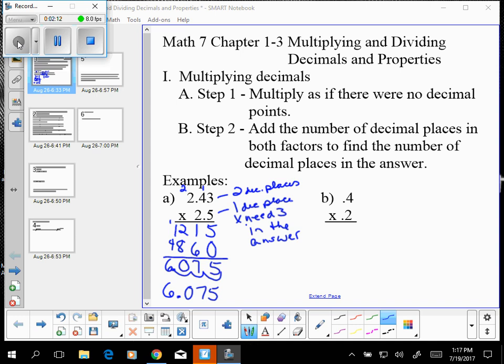Let's look at example B. Well, 2 times 4 isn't hard, right? That's 8. Now, how many decimal places will I need in my answer? Did you say 2? Because that's correct. Now, again, we start from the right side. We need to go over 2 places. There's only 1 digit there. I have to put a 0 in there, and then my decimal point.